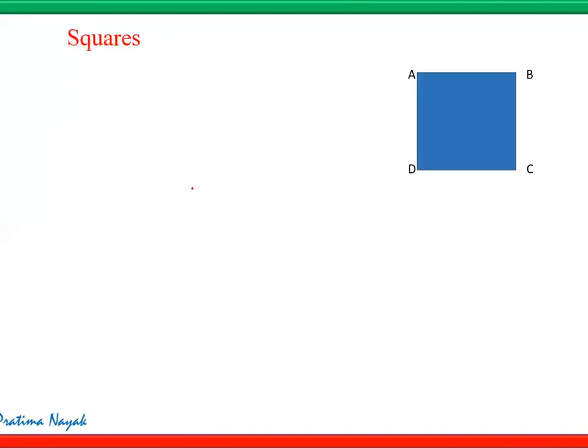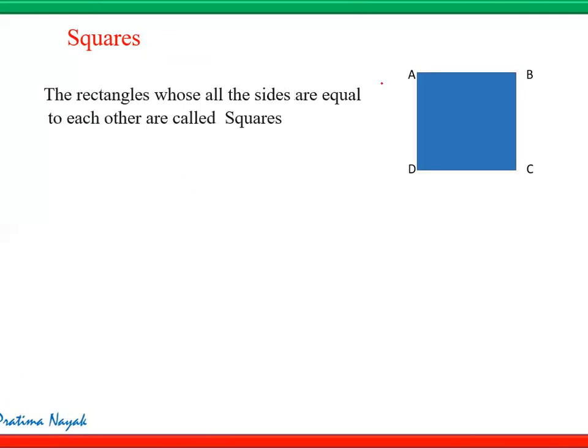Next, squares. For squares, what will be the definition? It is a rectangle because all angles are 90 degree. First, it is a rectangle and all rectangles are parallelograms. So this is also a parallelogram. And here, all the sides are equal to each other. So the square is a rectangle whose all the sides are equal to each other.